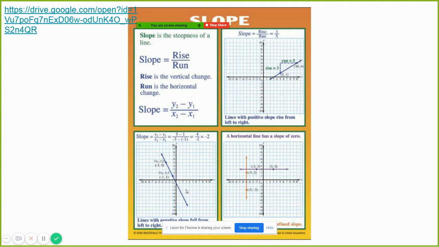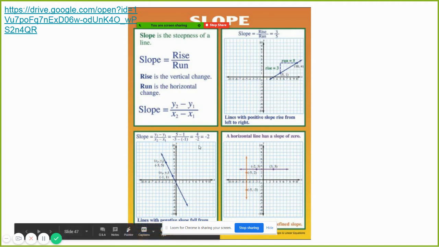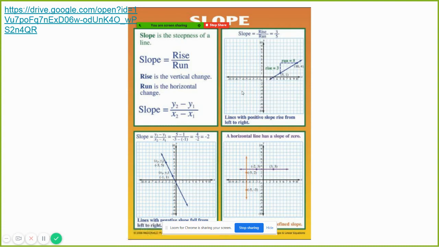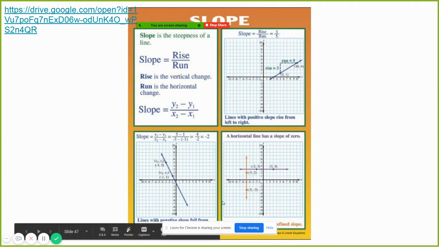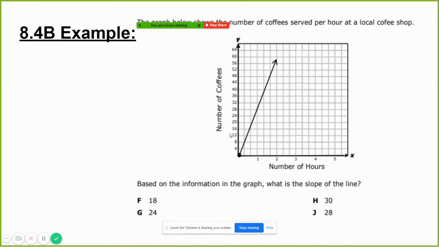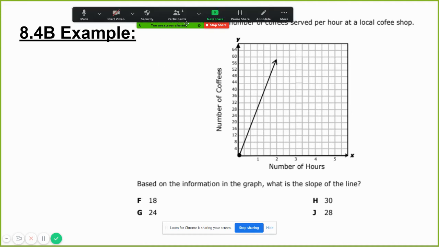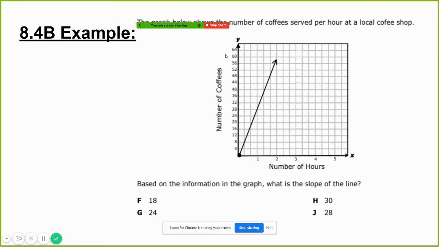The line is going down. We know it's a negative slope. And these slopes are not proportional. These graphs are not proportional because they're not going through 0, 0. So let's look at this. It says the graph below shows the number of coffees served per hour at a local coffee shop.